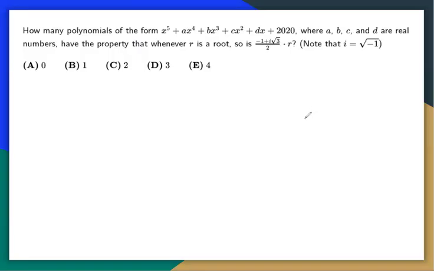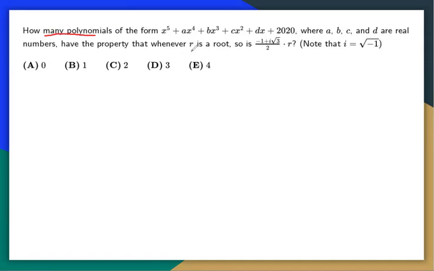Okay, so we have 2020 AMC 12B, number 17. How many polynomials of this form, where a, b, c, d are real numbers, have the property that whenever r is a root, then so is (-1 + i√3)/2 times r also? The question is kind of obvious, but basically it's telling us we want to find the number of polynomials that satisfy the condition where the constant term is 2020.